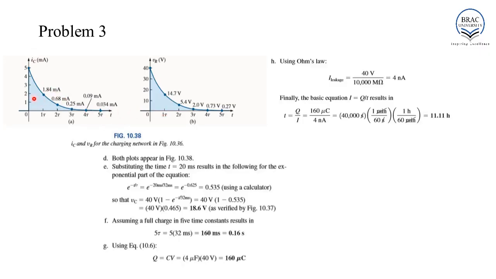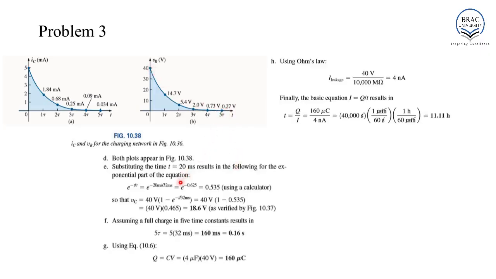The shape of the curve of IC and the shape of the curve for VR is the same because, as I have mentioned in the previous slides, as soon as the switch is closed, the current will rise and then it will exponentially decrease. The same goes for the voltage across the resistor. Initially, it will be maximum as soon as the switch is closed and then it will exponentially decrease.